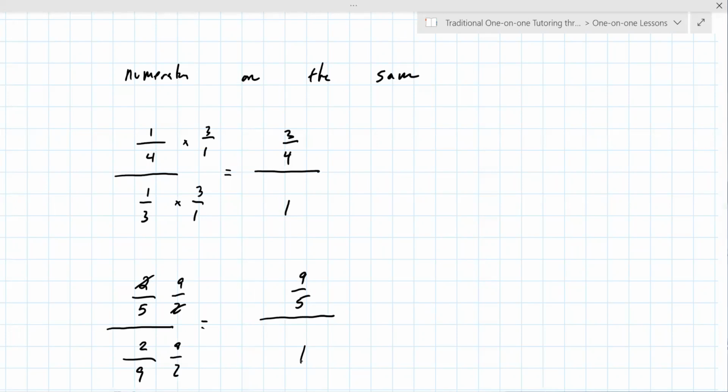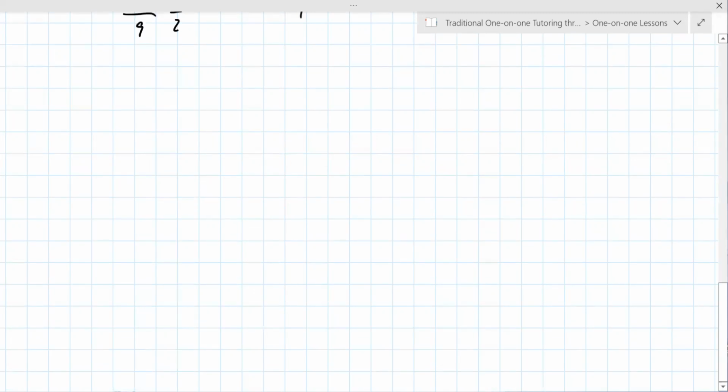If you care to sort of generalize, here are a couple of the generalizations. If you have A over C over B over C, this is when the bottoms are the same, this becomes A over B.